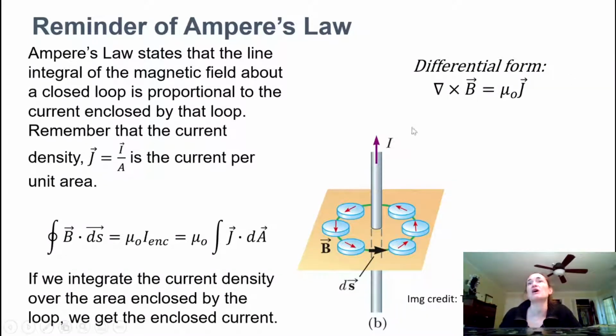Now, if you put Ampere's law in its differential form, then that looks like del cross B, or the curl of B, is equal to mu naught J. So basically, the curl of the vector field is equal to some constants times the amount of current that you've enclosed again, right? The current density that you've enclosed.